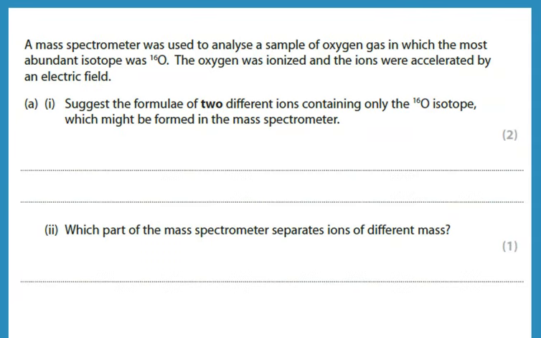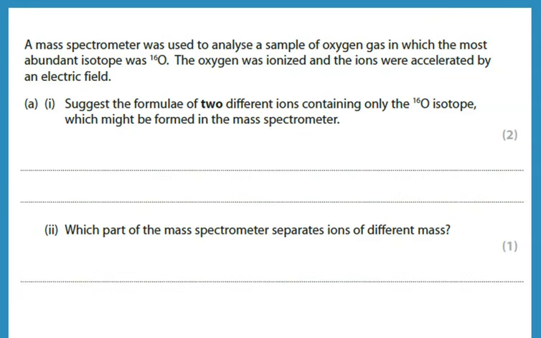Okay, this is a question. A mass spectrum was used to analyze a sample of oxygen gas in which the most abundant isotope was O16. The oxygen was ionized and the ions were accelerated by an electric field. Now, in the first case, it says suggest the formula of two different ions containing only the O16 isotope.